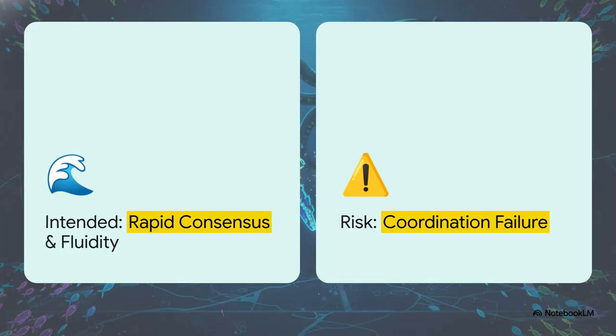And this brilliantly illustrates the core tension of the Fish School. The intended mechanism is rapid consensus and extreme fluidity. But according to the CVA taxonomy, the exact corresponding threat is operational coordination failure.